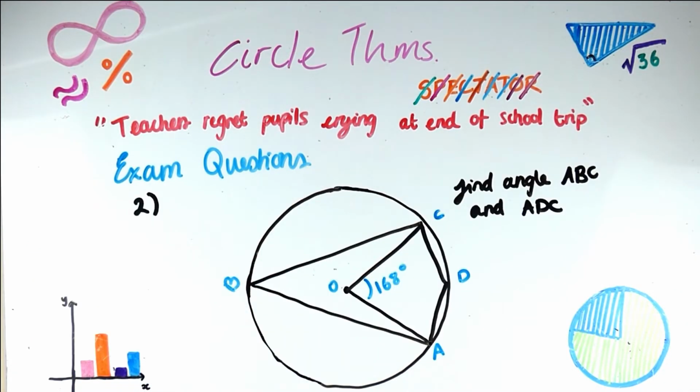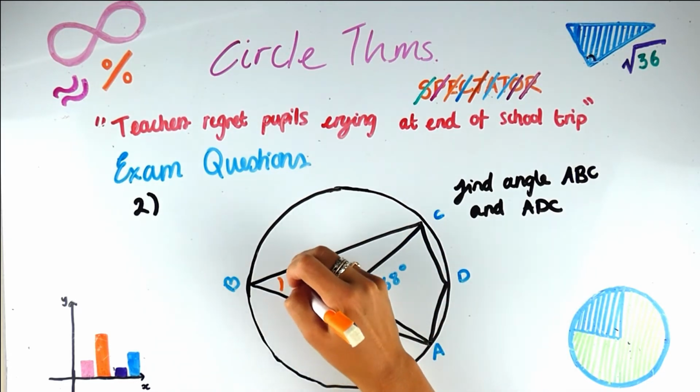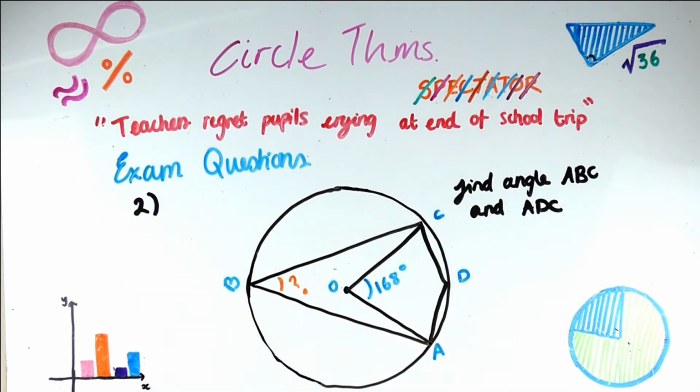Okay, so this is exam question 2, and it's given us what I put on there. It's just given us the angle at the centre, 168, and it says find angle ABC and ADC. First ABC, so first let's identify which angle we are looking for. ABC is the one in the middle, so we want this angle here.